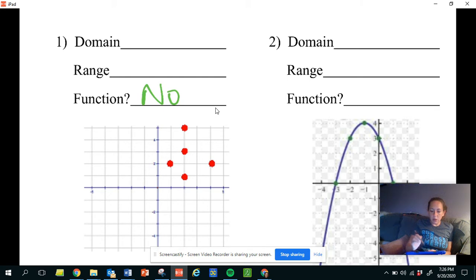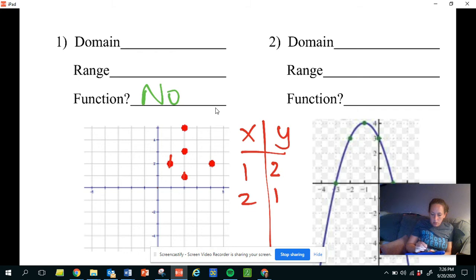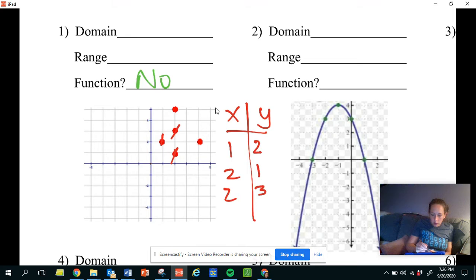for domain and range, the simplest way to do that is to make a table, right? Because remember, domain is all the x's, and when it's points, it's specific x's and y's that are part of the domain and range. So I'm just going to make a list, but only when it's just dots that are not connected. Okay, so I'm going to make a list of all my points. So I've got the point 1, 2, the point 2, 1, 2, 3, and 3, 2, 5, and then the point 4, 2.